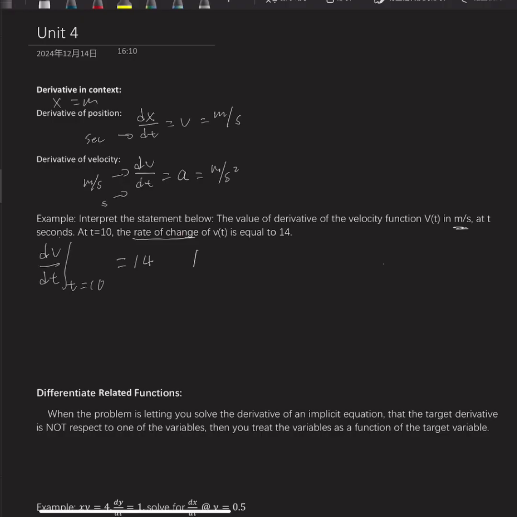So we can say at 10 seconds, the derivative of velocity is acceleration right here. So the acceleration is 14. But make sure we include the unit. The unit for this is meter per second right here, divided by second, which is meter per second squared.